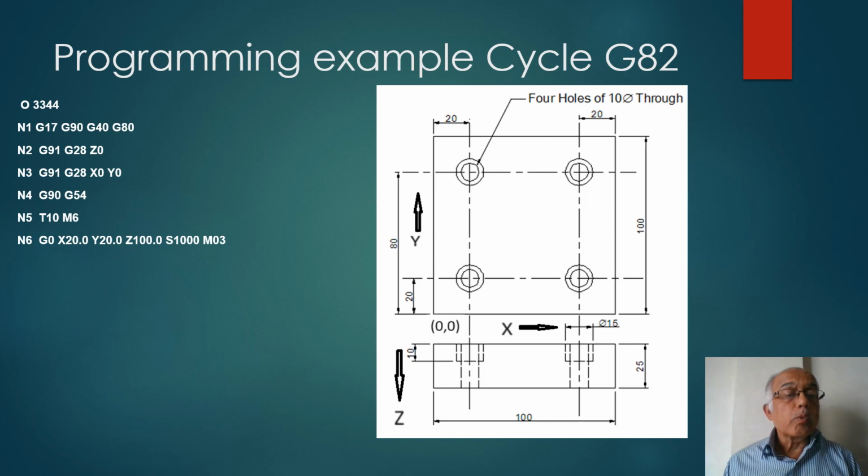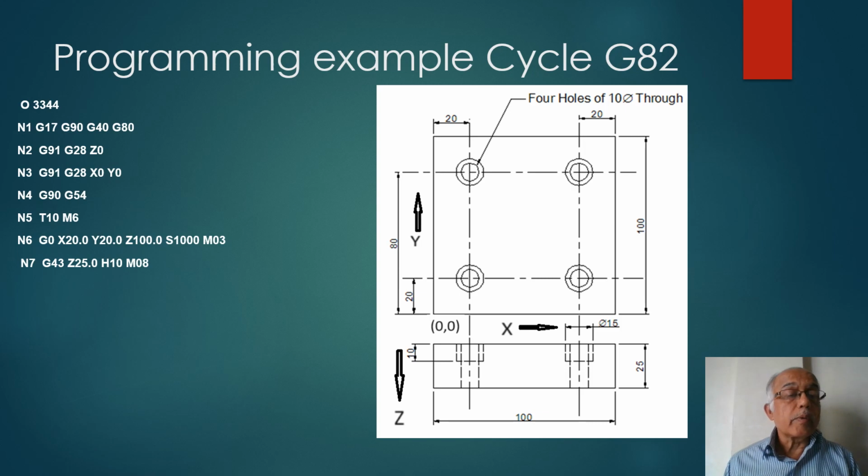Then we have positioned the tool or drill to the center point of the first hole, X-axis and Y-axis coordinates, but the tool is a sufficient distance away from the face, 100 mm away from the face of the job. At the same time, we have started the spindle at 1000 RPM. M03 is the code for spindle rotation in the clockwise direction.